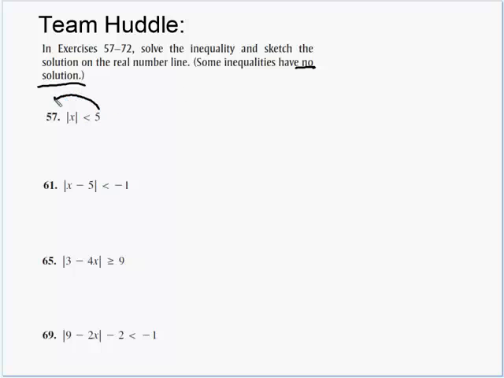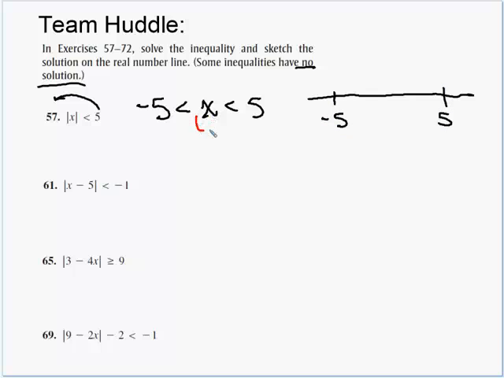So we're going to jump the 5 over, make that a -5 is less than x, now the bars are gone, which is less than 5. So our number line, our graph, is going to go from 5 to -5. And here we know x is less than 5, no "or equal to," so we have a parenthesis, and we're headed to the left. The other part says -5 is less than x, or x is greater than -5, so we're going this way. There's our solution set.